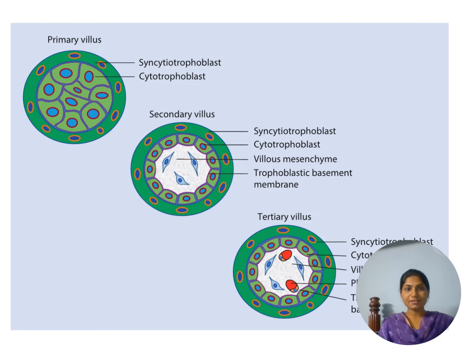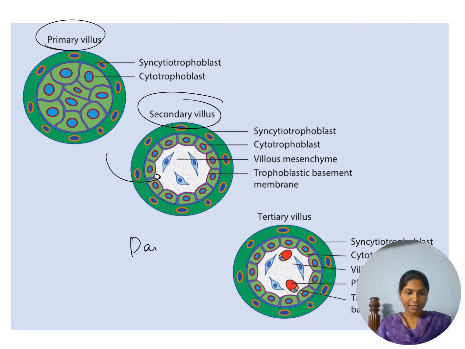As we discussed, this is a picture which clearly makes us understand the difference between the primary, secondary, and tertiary villi. In the primary villus, there is a layer of cytotrophoblasts, and these cytotrophoblasts are mononucleate and polygonal in shape, surrounded by syncytiotrophoblast, with no internal cell boundaries and multiple nuclei. And once there is intervening villus mesenchyme, which is derived from the mesenchymal tissues of the embryoblast, we call it a secondary villus.